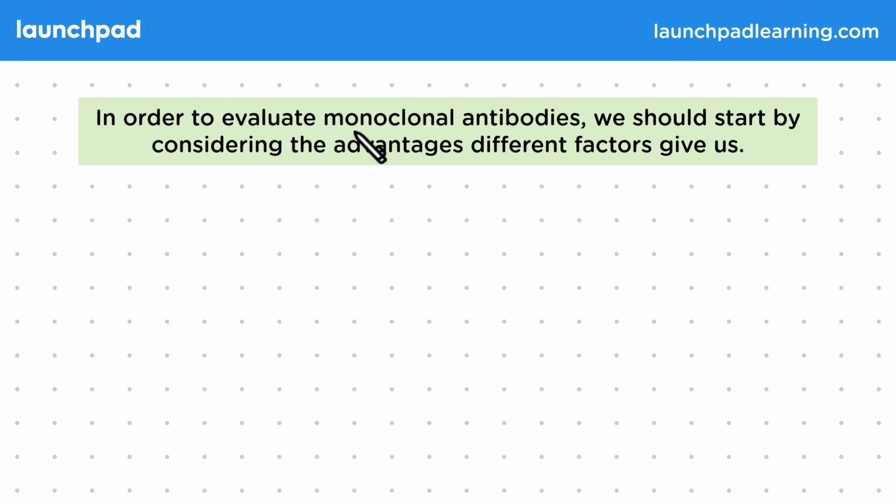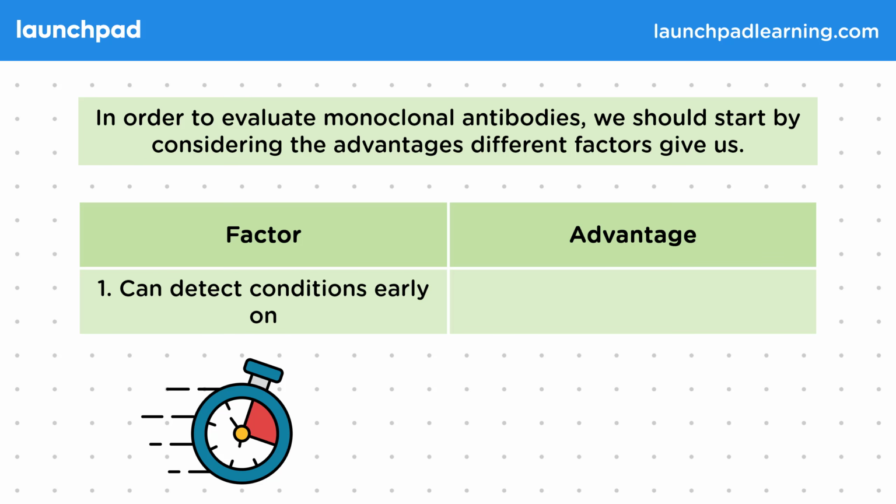In order to evaluate monoclonal antibodies, we should start by considering the advantages different factors give us. For the exam, you need to be able to evaluate the advantages and disadvantages of monoclonal antibodies, so the upcoming section is going to look at different factors in terms of whether they are advantageous or disadvantageous. Most of the following are just examples. You don't need to learn them specifically. Let's use this table to have a look at different factors and then consider why they can be considered advantageous.